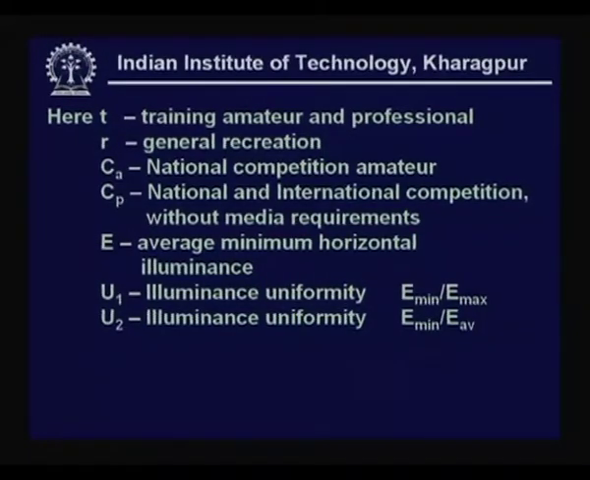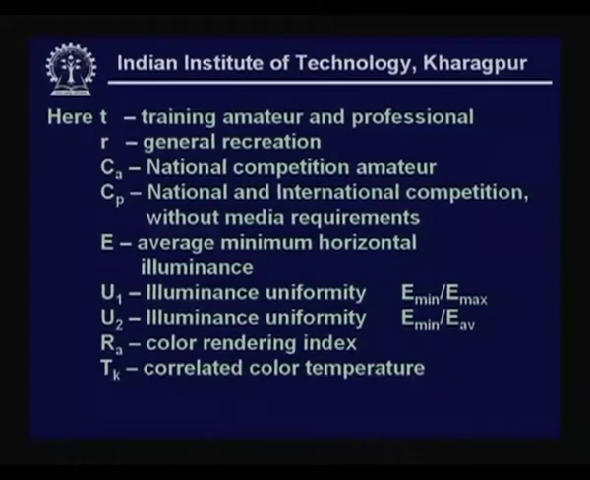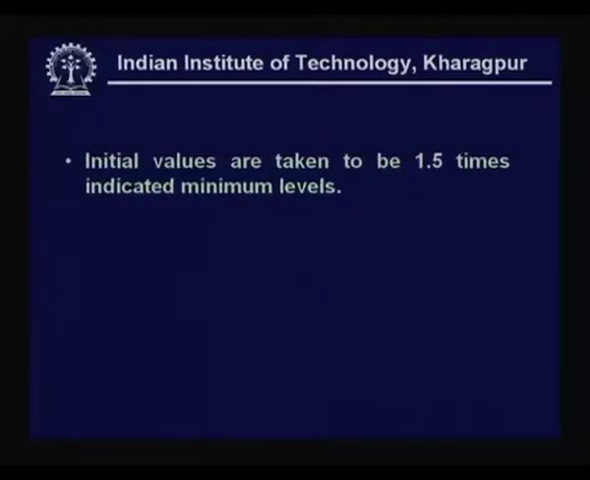Illuminance uniformity index U2 as the E minimum by E average. RA, of course, color rendering index. TK is the correlated color temperature, and the grouping was there as per CIE: A, B, C. A corresponding to slow speed games, B moderate, and C corresponding to very fast games.